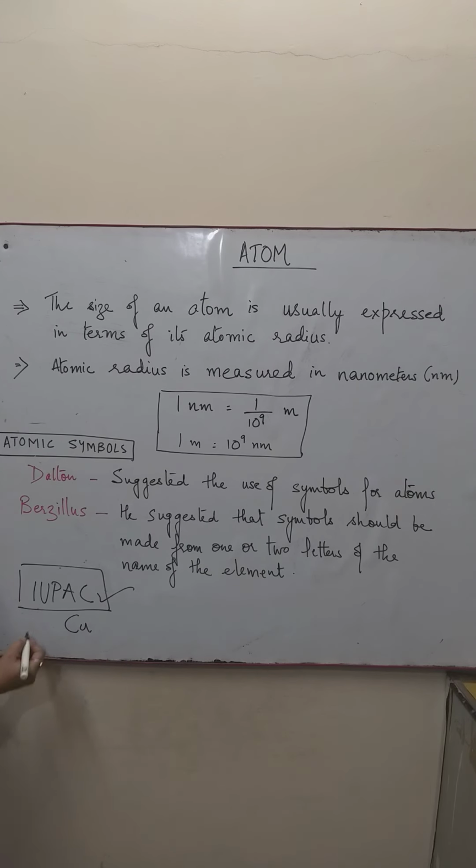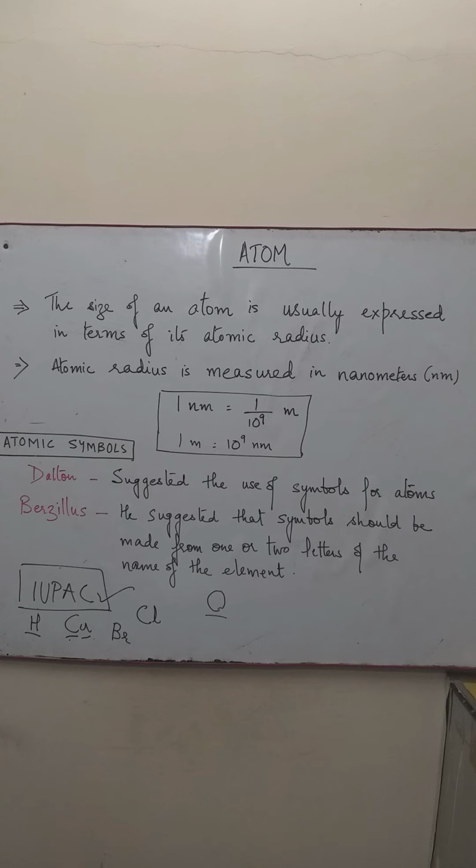If it is a single letter, then it has to be always capital. Again, chlorine: C capital, l small. Bromine: B capital, r small. If there is one symbol, like oxygen, we say O. Therefore, one letter is always capital, and if there are two letters, the first one is in uppercase and the second one is in lowercase. It is a standard or norm which is followed all over the world.